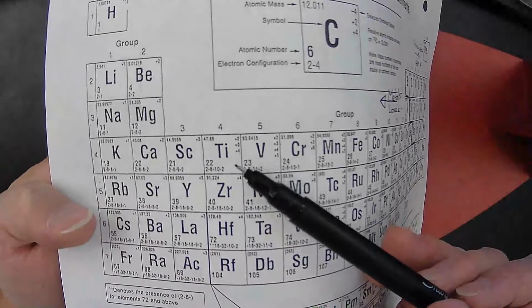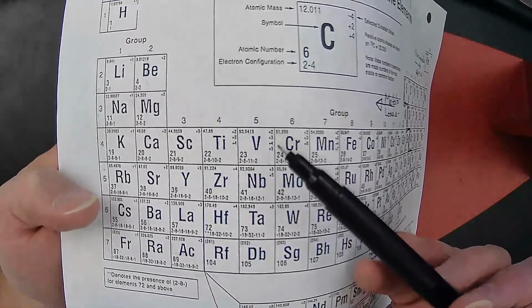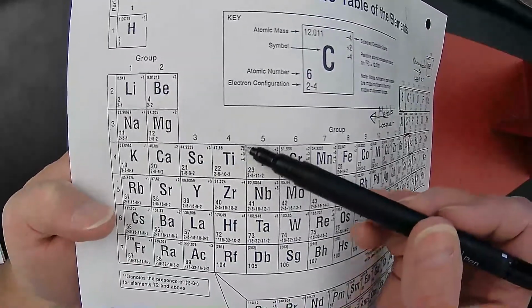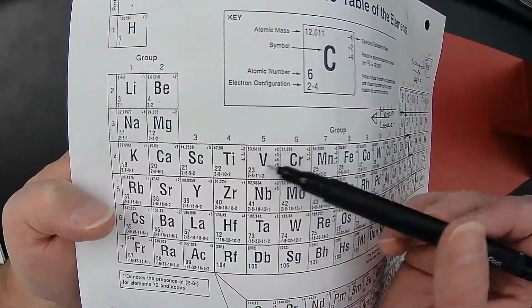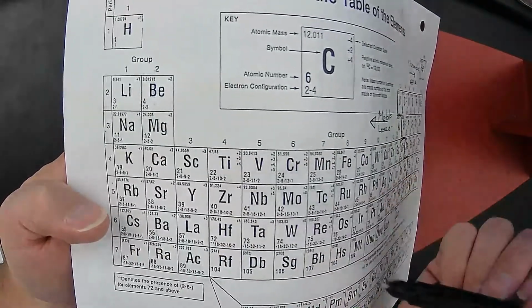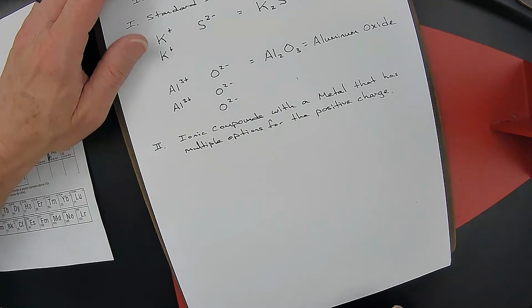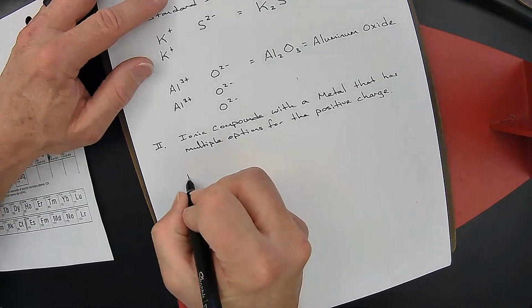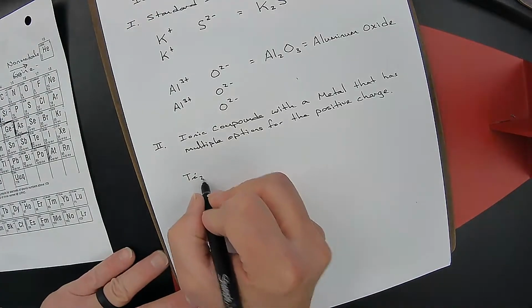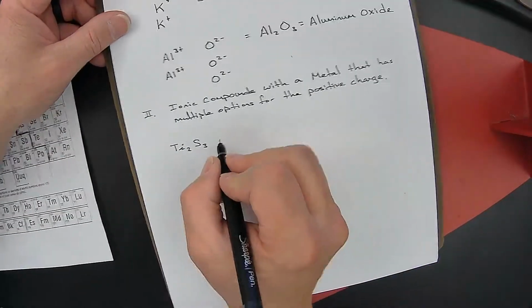So if we looked at Ti, Ti can be a 2+, 3+, or a 4+. Vanadium can be a 3+, 4+, or 5+. Now, we only use Roman numerals to identify the charge when there are multiple charges that it can be. For instance, scandium can only be a 3+, so we would not use a Roman numeral there. So let's say that we have this formula of Ti2S3, and we wanted to know its name.